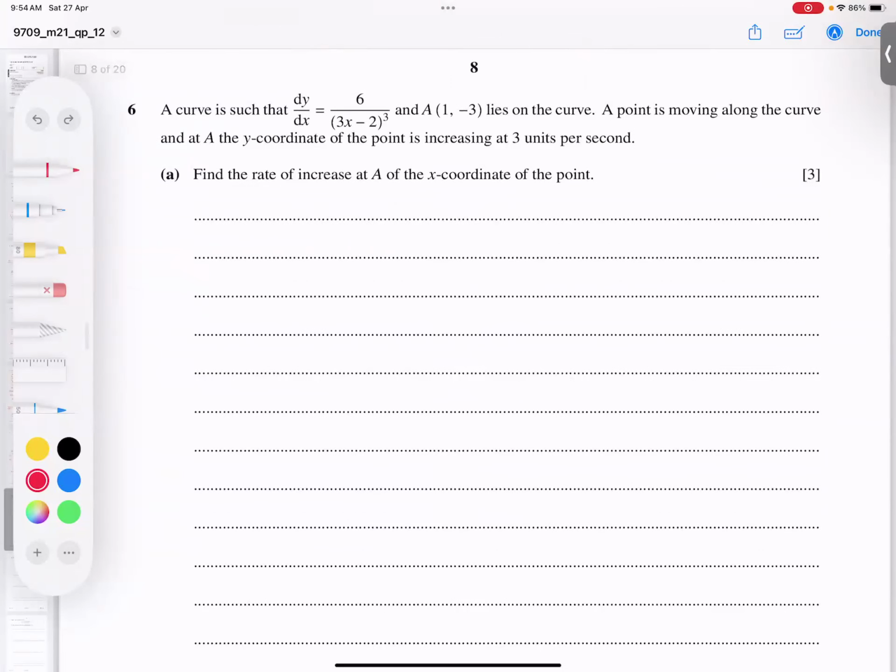Question number 6, we have given here dy over dx 6 over 3. I'm writing it, but you will save your time in the exam. Don't need to rewrite this equation. You can apply the operation directly. He's saying this is a derivative, A lies on the curve. Point A moves along the curve. Suppose I just give an idea so you can understand, just for the sake of understanding.